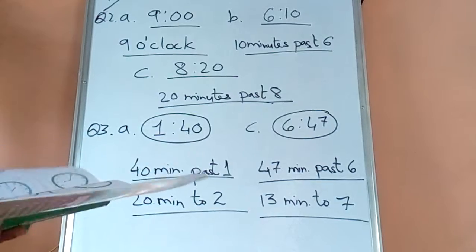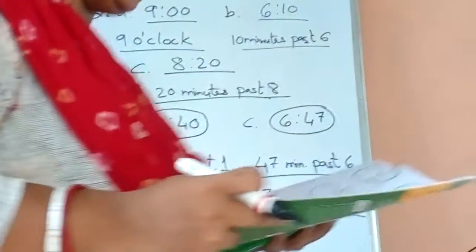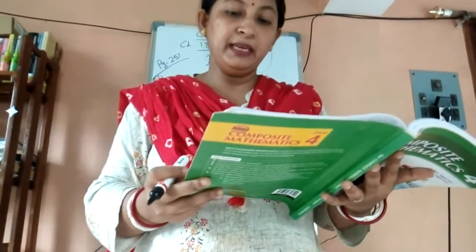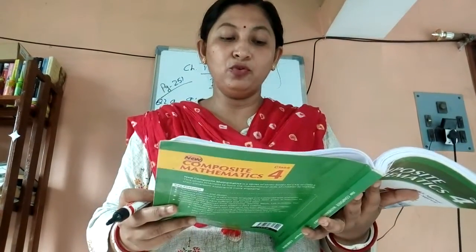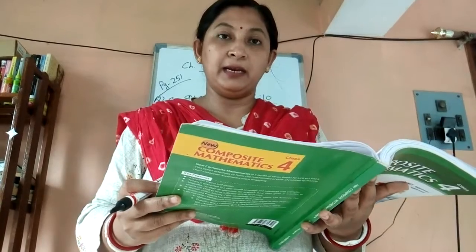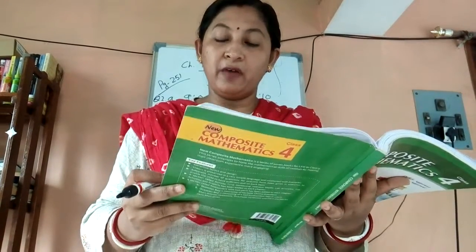Now question number 4. The time is given to you and the hour hand is drawn. Draw the minute hand to show the correct time. For question number 4, this also you will do in the book only. You have to draw the minute hand. The hour hand is drawn.